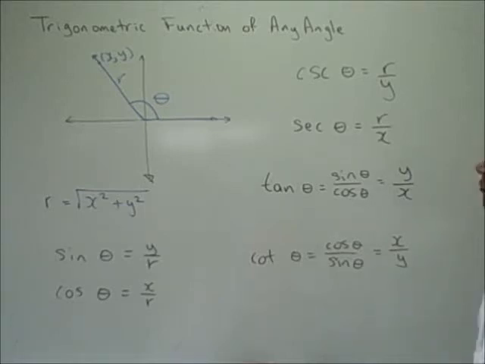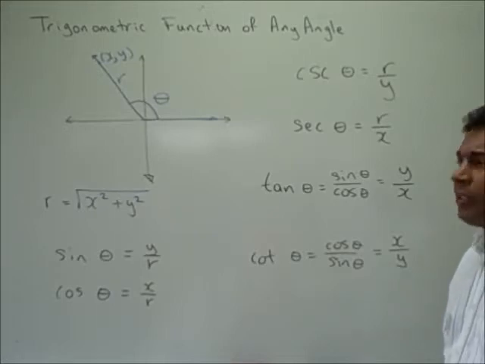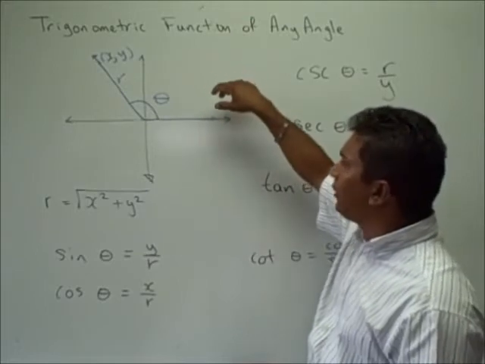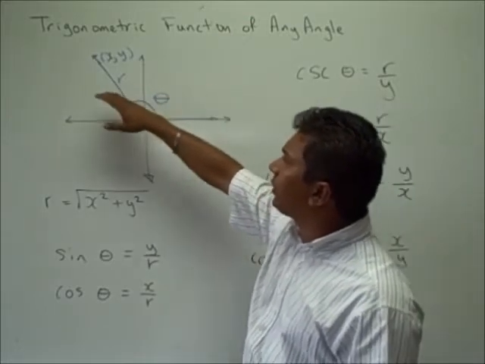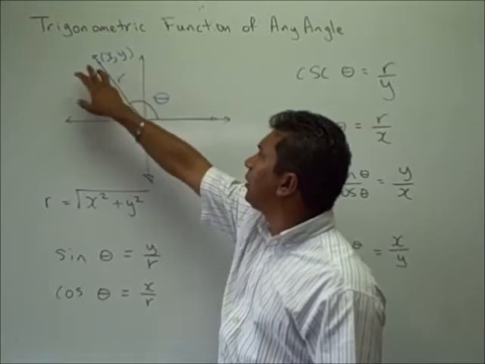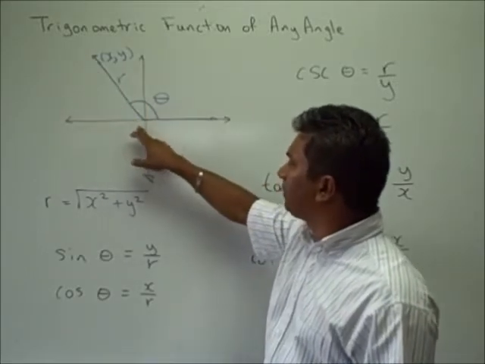In this section, we're finding a trigonometric function of any angle. Previously, we were finding the values of acute angles. Now we're looking at obtuse angles. Here, theta is in the second quadrant on the terminal side. We have a point (x, y) that is r units from the vertex.